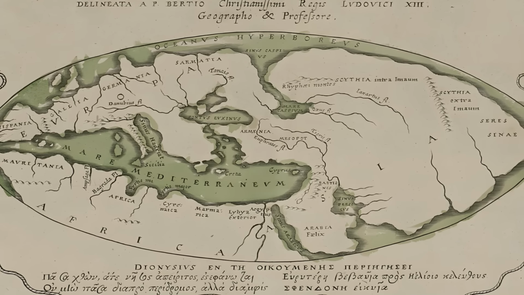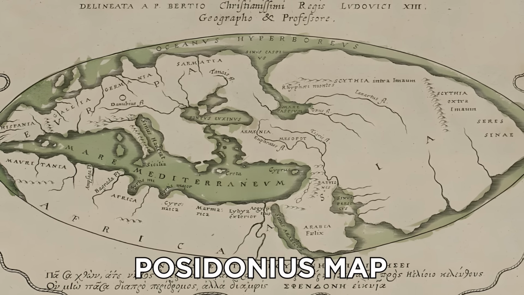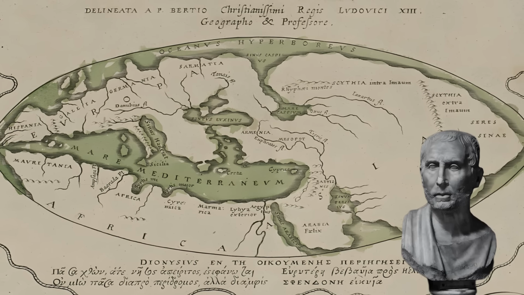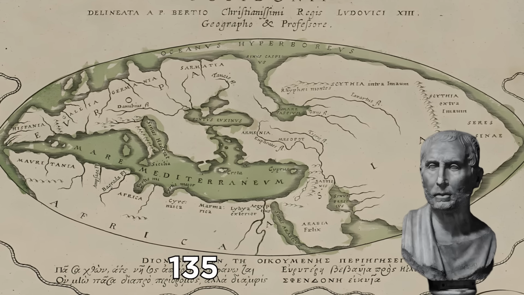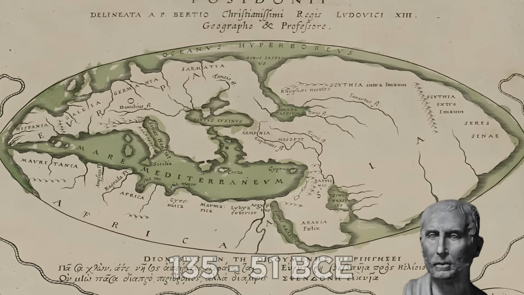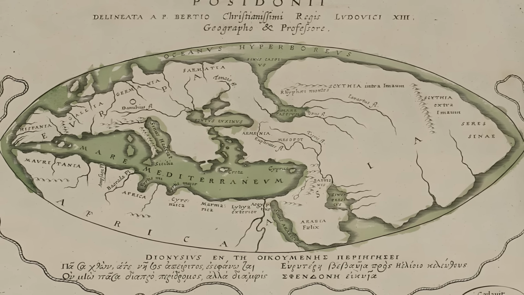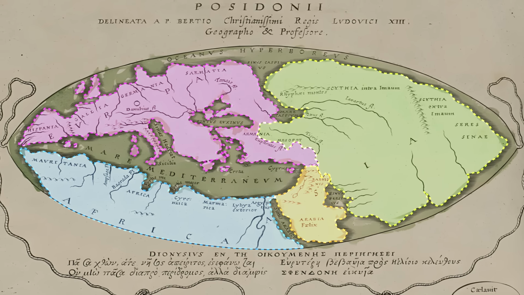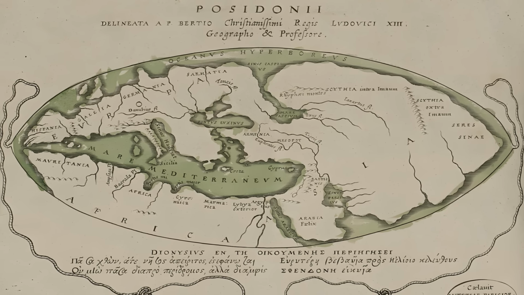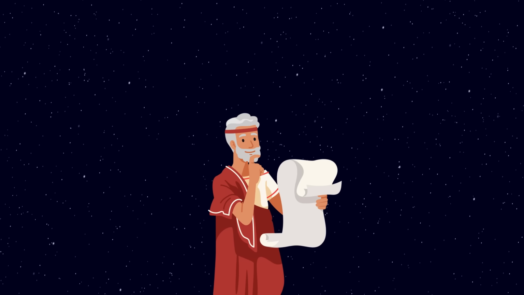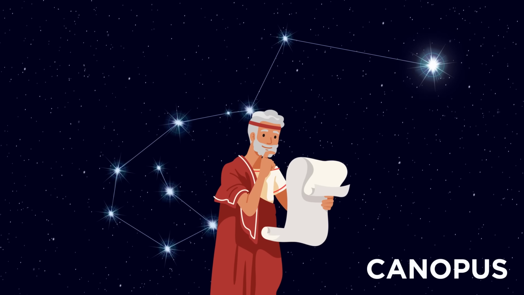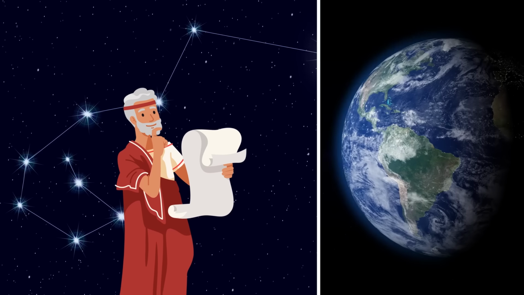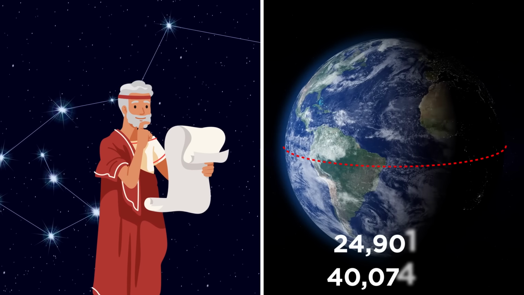Jumping forward a few hundred years, we find the Posidonius map, reconstructed here in 1628. Originally created by its namesake Posidonius, who lived between 135 and 51 BCE, the map depicts the known world to Posidonius, including Europe, North Africa, Arabia, and parts of Asia. Even here we can see the world moving on from the idea the world is flat. In fact, Posidonius himself used the position of the star Canopus to theorize the circumference of the Earth was around 24,000 miles. Shockingly close to the actual circumference of 24,901 miles.